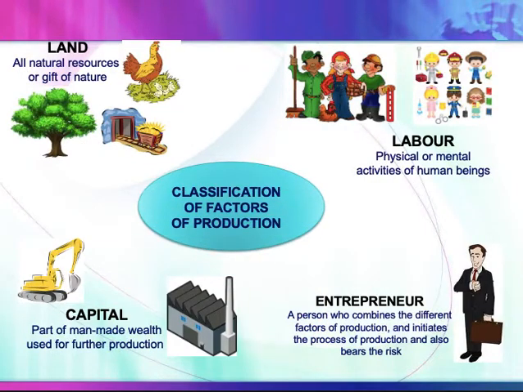There are 4 classifications of factors of production. The first one is land, labor, capital, and entrepreneur. Land consists of all natural resources or gifts of nature. For example, minerals, agriculture products, chicken, beef. So all those things are from land.